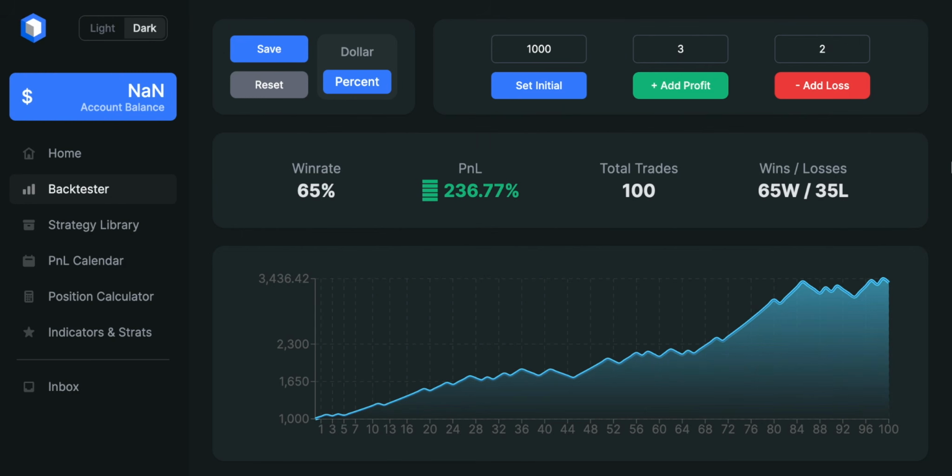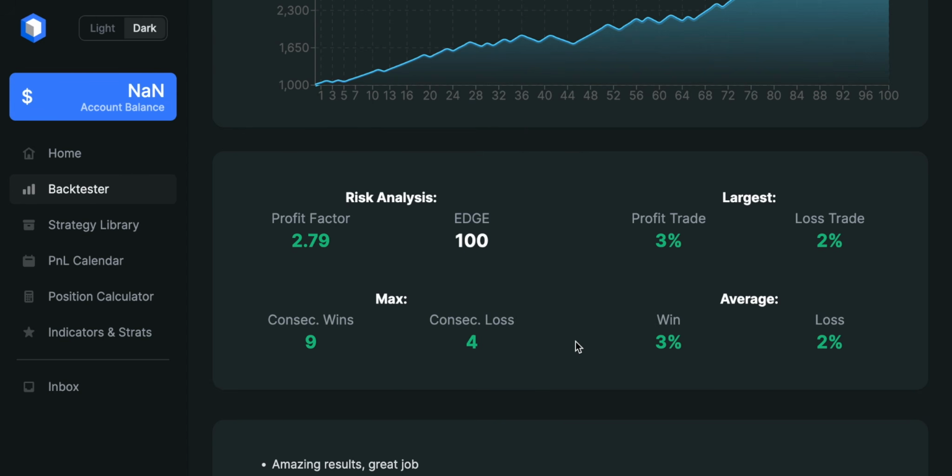Okay, so we see the strategy has improved a lot. Our win rate is 65% now, and we increased our account size by 236.77%. I found those setups within 4 months, which is not that bad for the 15-minute chart. And we also achieved our goal to minimize our drawdowns. The profit factor is 2.79 and we had 9 consecutive wins against 4 consecutive losses, which tells us that the strategy is pretty solid and it can make us a lot of money.